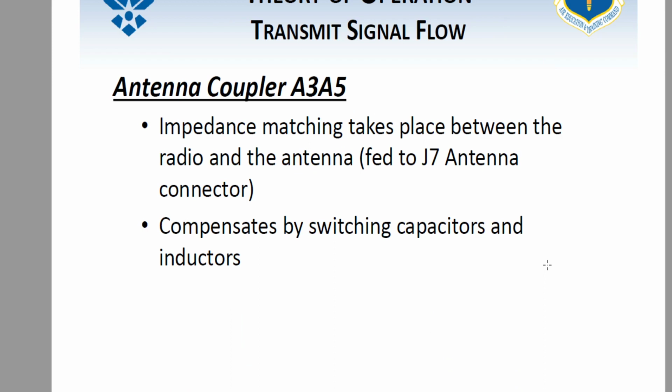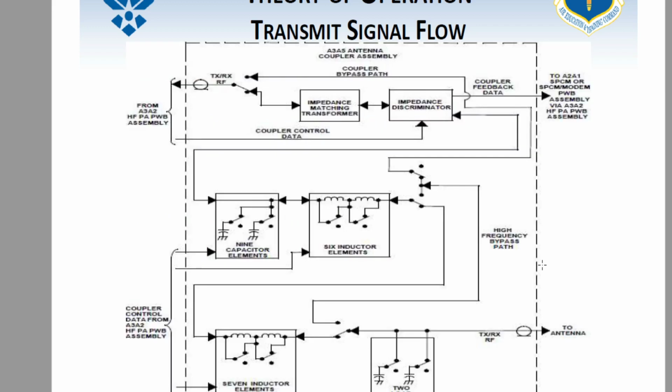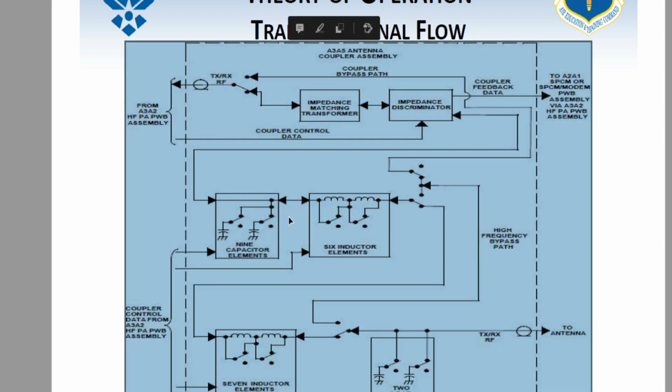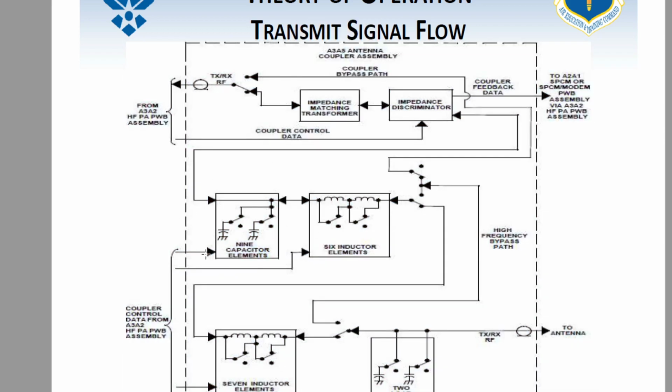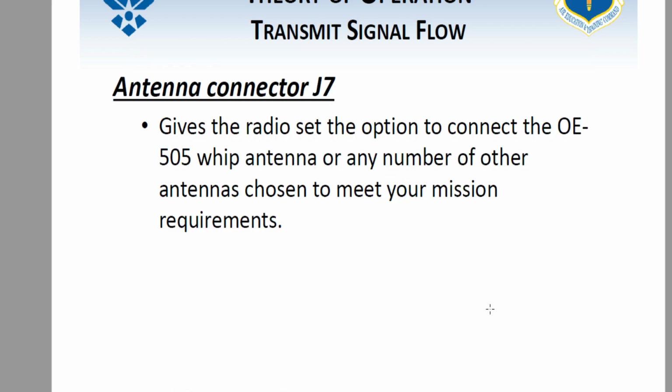Okay. I haven't heard that one before. I like that, though. So the antenna coupler, it's the impedance matching that takes place between the radio and the antenna. It's fed to the antenna connector, and it compensates by switching capacitors and inductors. That's what it does. So you guys can actually see that breakdown right here. You see these inductors right here, and then the capacitors. Now, it's not important to really know the specific amount, the number. I don't care about that, but it's good to know that that's what's actually happening inside of here.